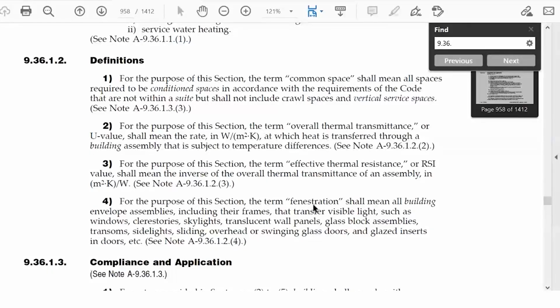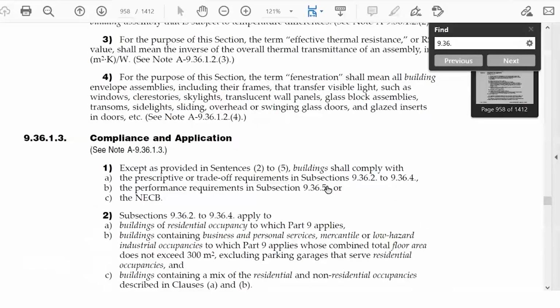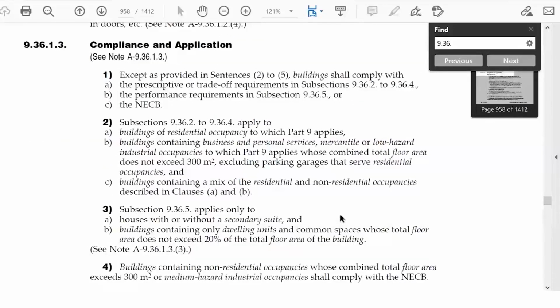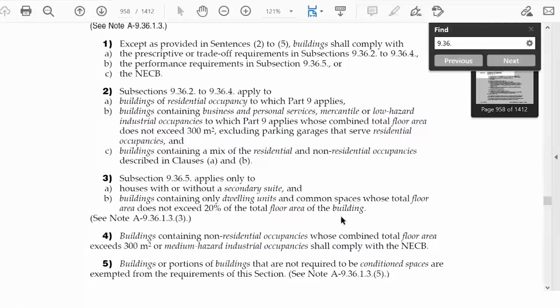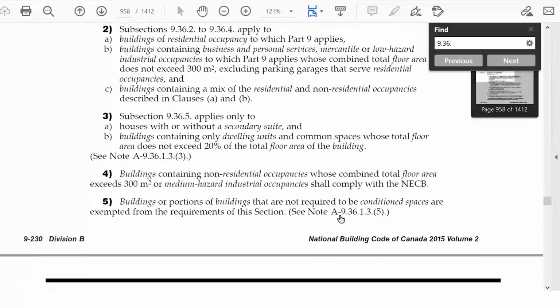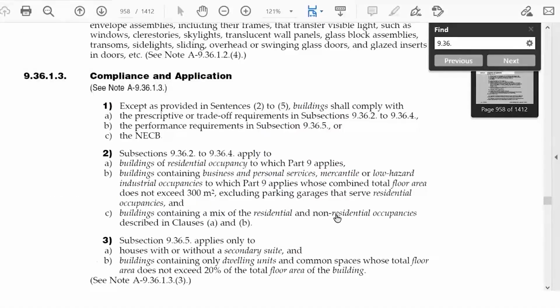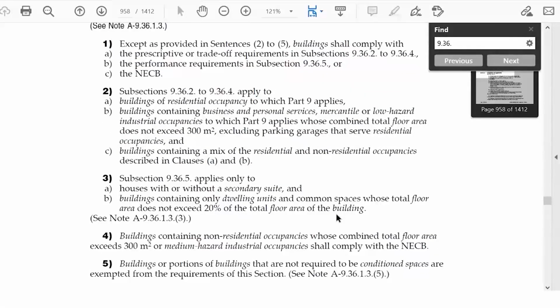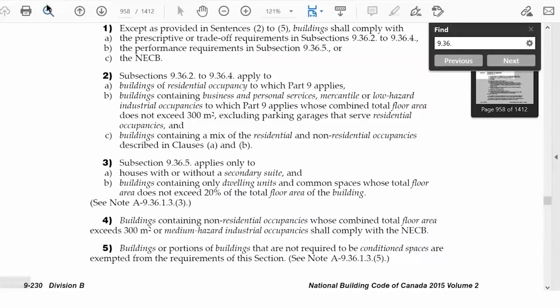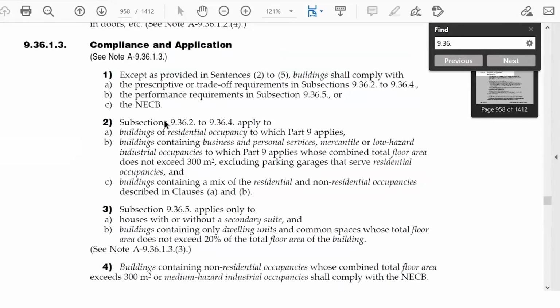We're going to go back to them. However, the compliance and application is what the table summarizes, 9.36.1.3. So the table we just looked at summarizes the provisions of 9.36.1.3. You can use the guide table, or you can go back and read this to make sure whether the provisions of 9.36 energy efficiency requirements apply to your building or not.